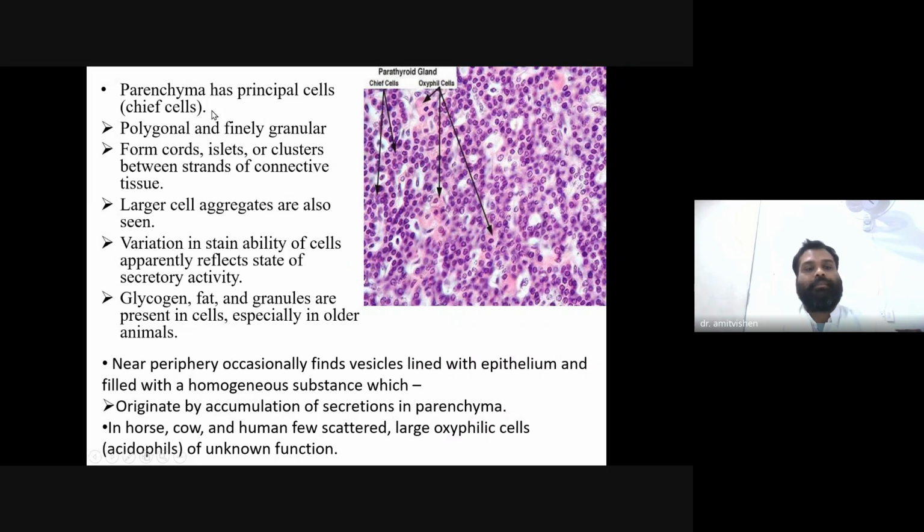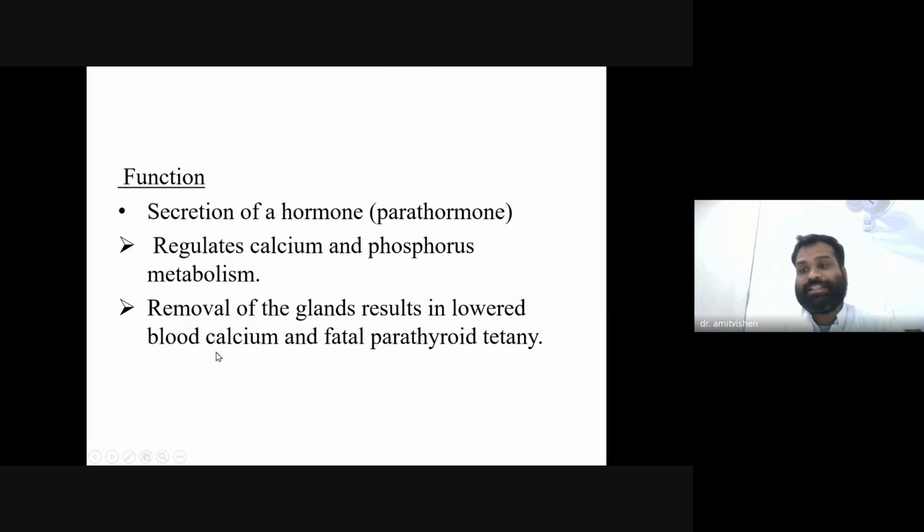And if I talk about the function of the parathyroid gland, everyone knows that it secretes a hormone, that is parathormone, and it regulates calcium and phosphorus metabolism. And if I remove this gland, then what will happen? If we remove the parathyroid gland from the animals, it results in lowered blood calcium, and fetal parathyroid tetany will be formed.